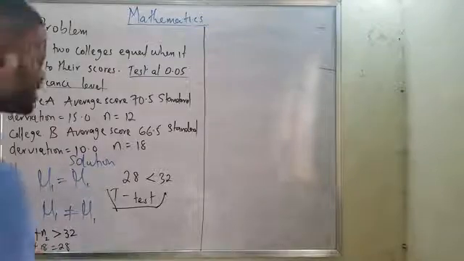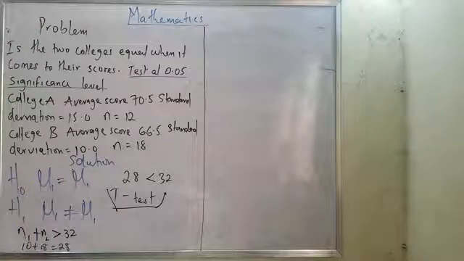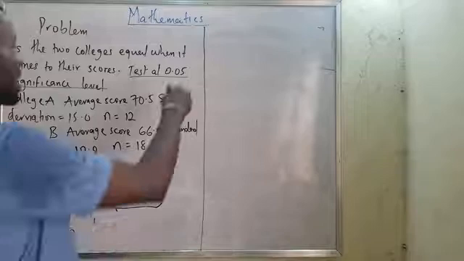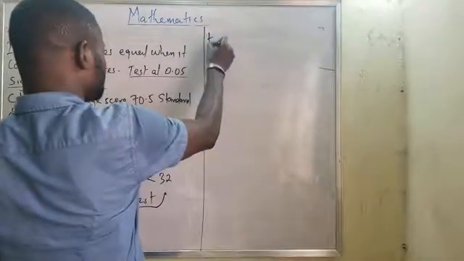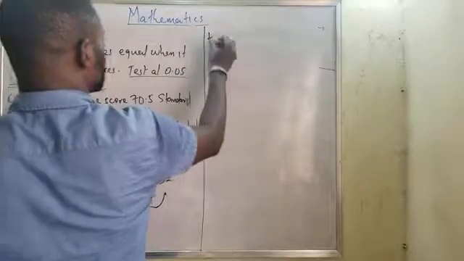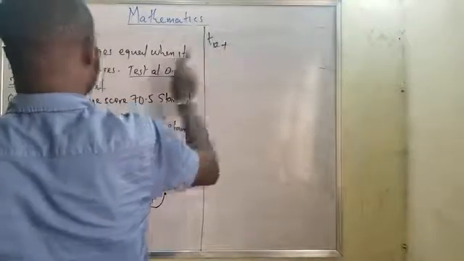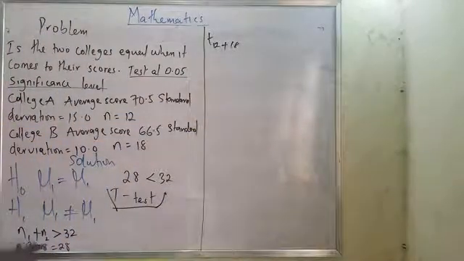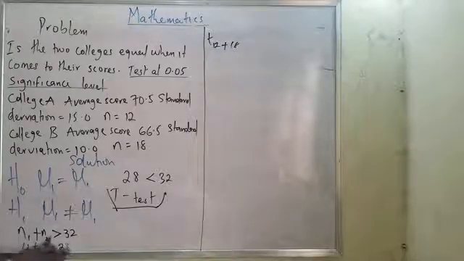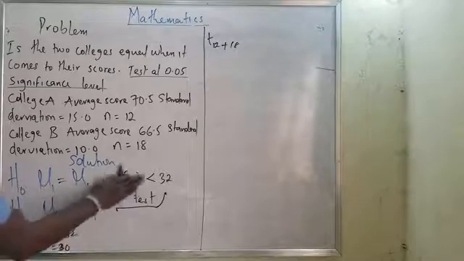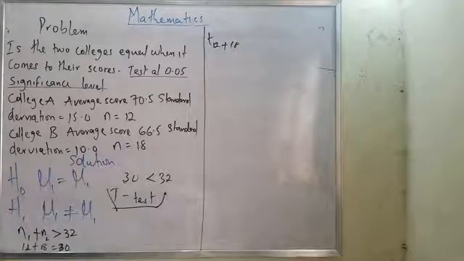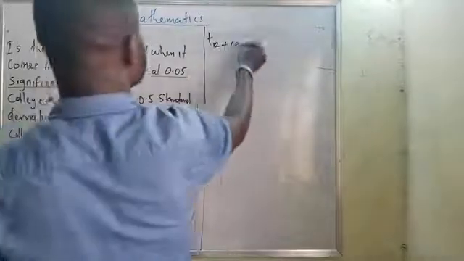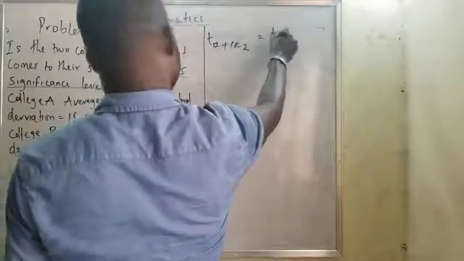The next thing is we generate our critical value and we compute. How do I get the degree of freedom? We always say it is t of n1 plus n2, which is 12 and 18. Sorry, I made a mistake. 12 and 18 gives 30. 30 is still less than 32, so it is the t-test.